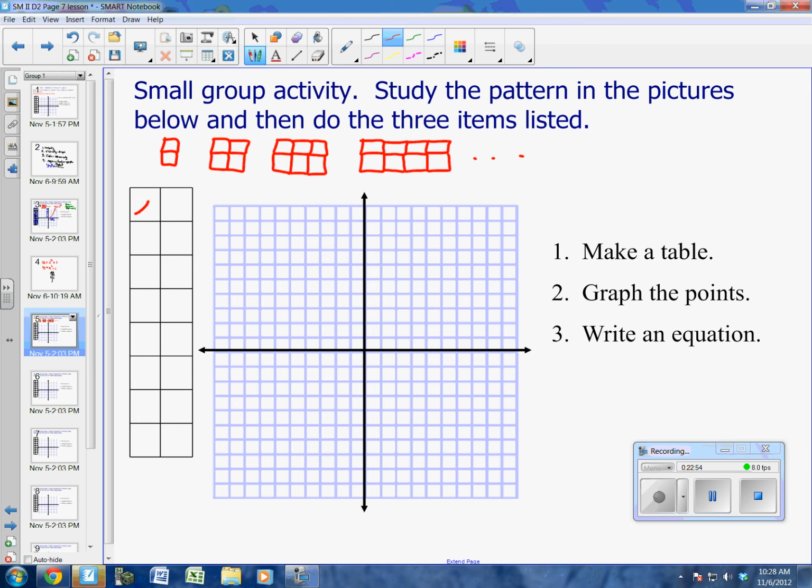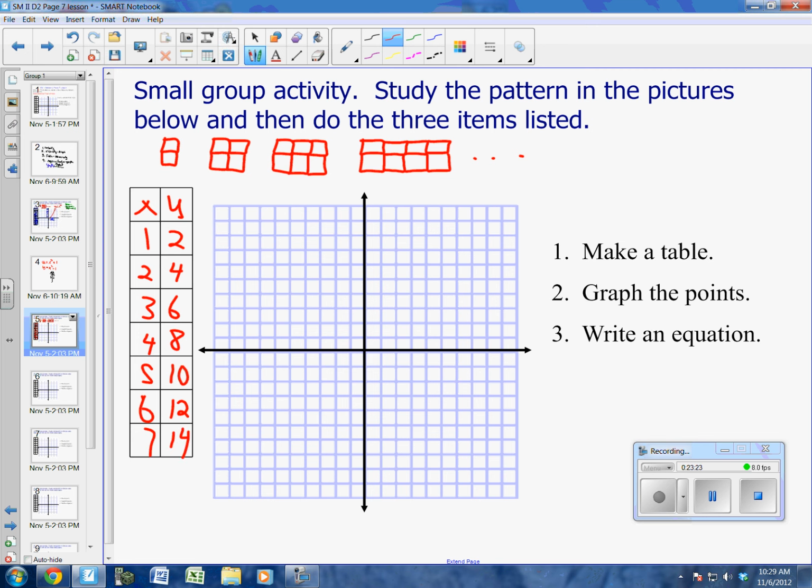If x is 1, y is, there's 2 blocks there, right? There's 2 columns and a total of 4 blocks. 3 columns, a total of 6 blocks. 4 columns, a total of 8 blocks. 5 columns, a total of 10 blocks. 6 columns, a total of 12, and 7, a total of 14.